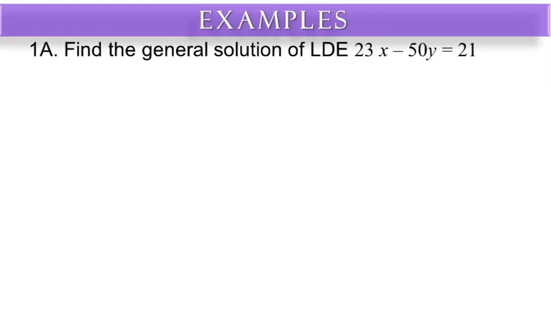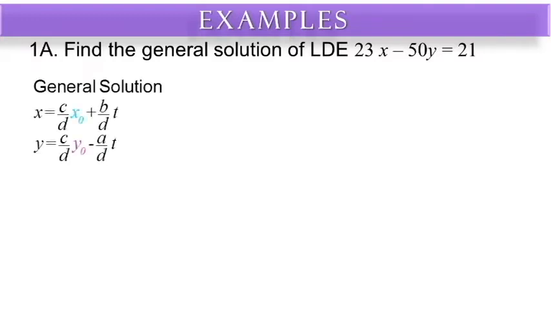So we have example 1a. Find the general solution of LDE 23x minus 50y equals 21. But first, what is the general solution? The general solution is x is equal to c divides d times x sub 0 plus b divides d times t, and y is equal to c divides d times y sub 0 minus a divides d times t, such that t is a set of any integers.